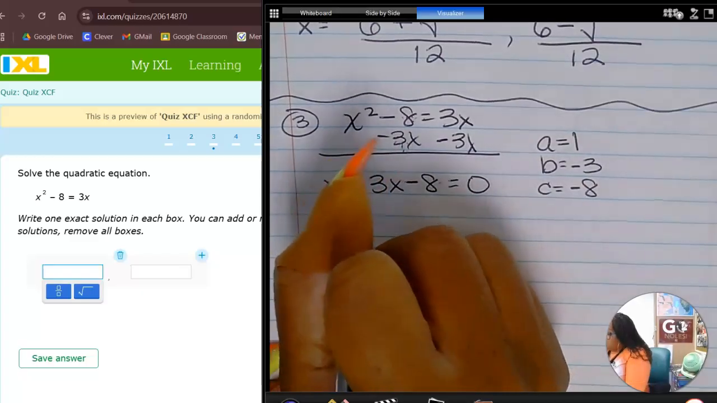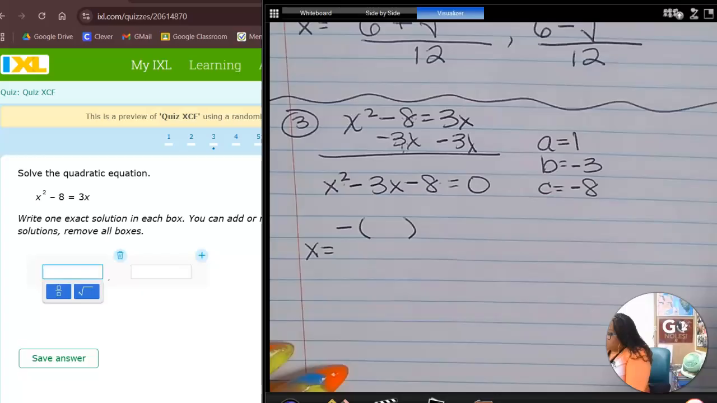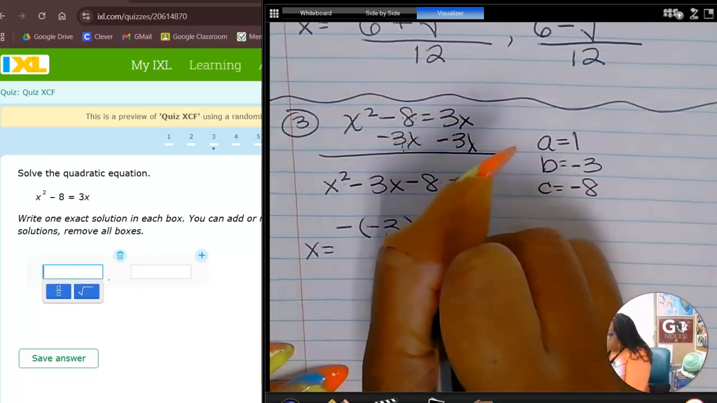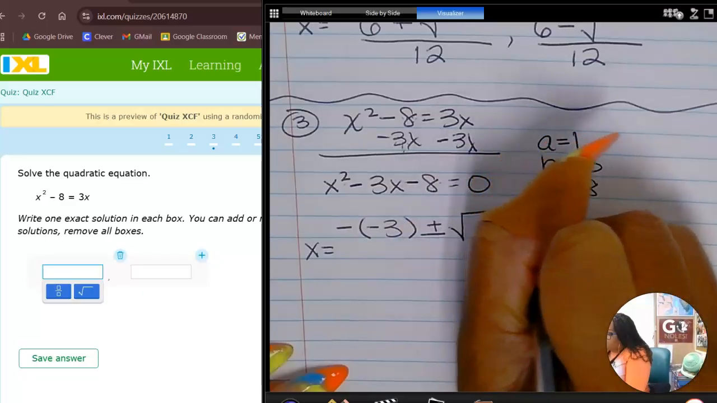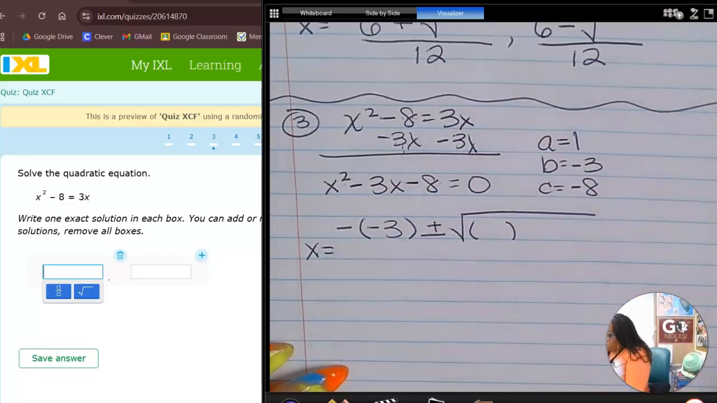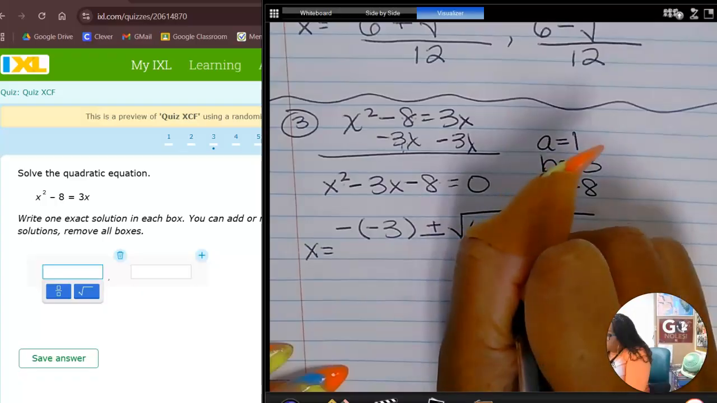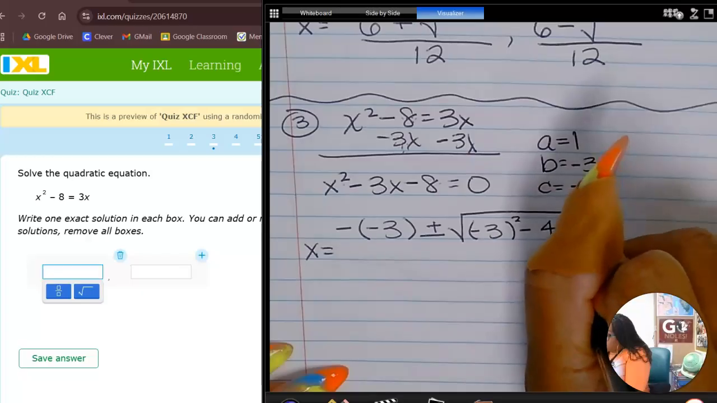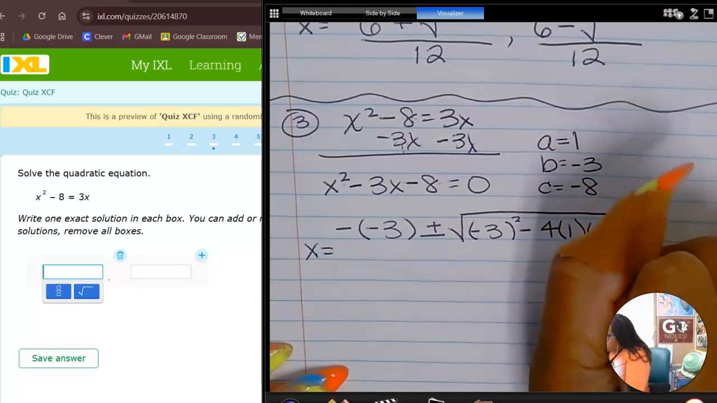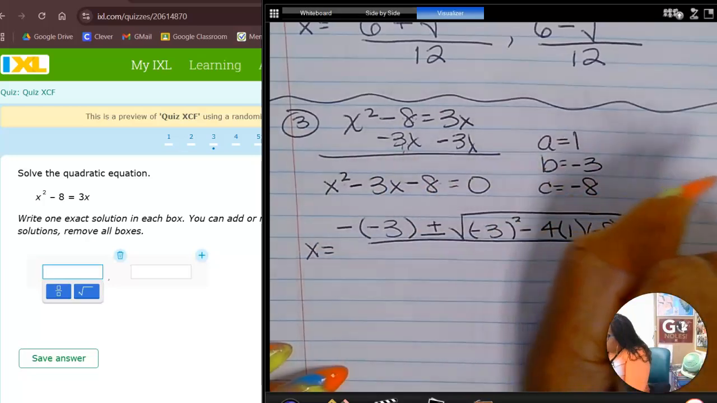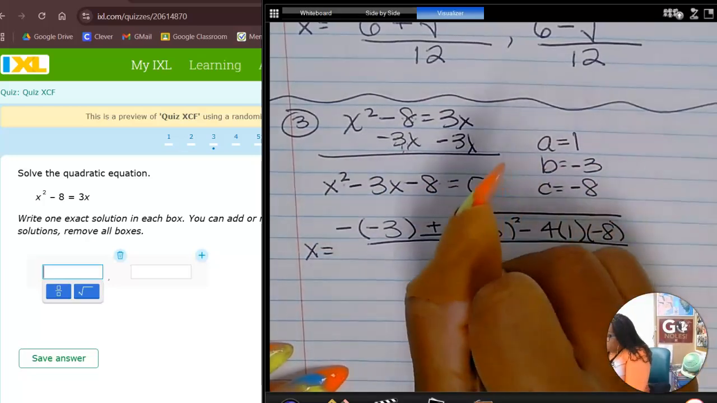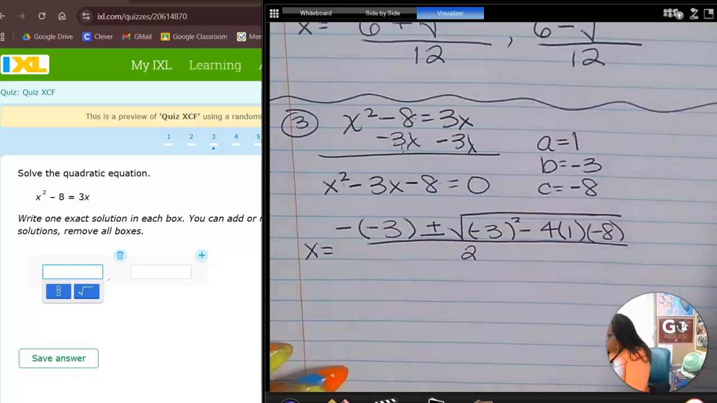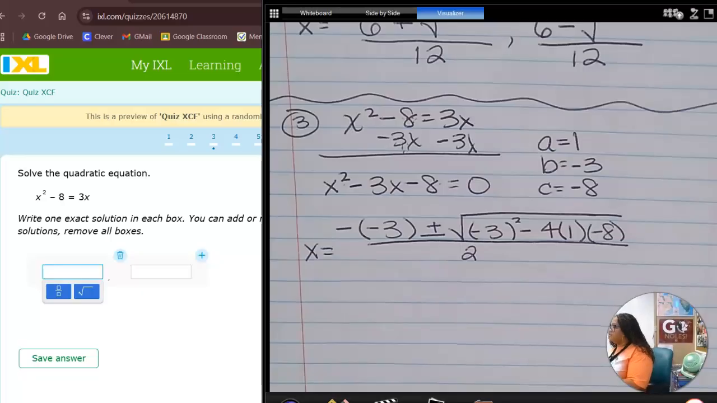X equals the opposite of whom? Negative 3 plus or minus big square root of whom? Negative 3 squared, good gentlemen, minus 4 times who? 1 times who? Negative 8, all divided by 2 times who? 2 times, we can just leave it as 2, y'all. That's a shortcut that you're allowed to take. You can skip that little piece of work.